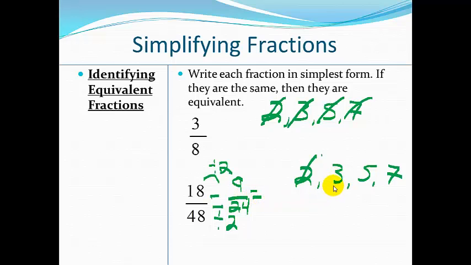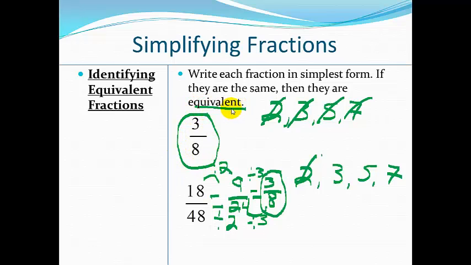So then I want to look at my 3 and say, can I divide the top by 3? Yep. Can I divide the bottom by 3? Yep. So I'm going to go ahead and divide out by 3. And that's going to leave me 9 divided by 3 is 3, and 24 divided by 3 is 8. Oh, where have I seen that fraction before? Yep, right up here. So I would say that these two fractions are equivalent.